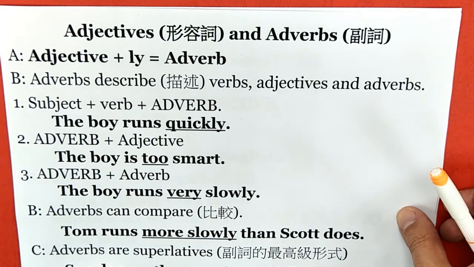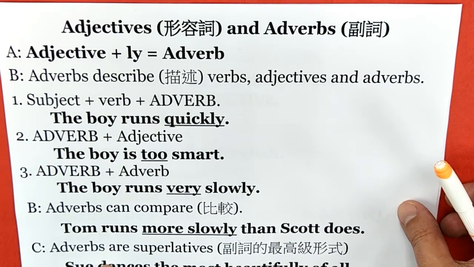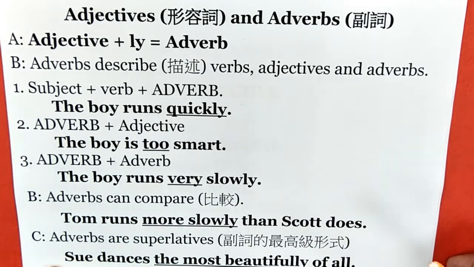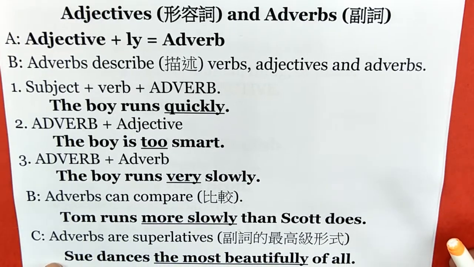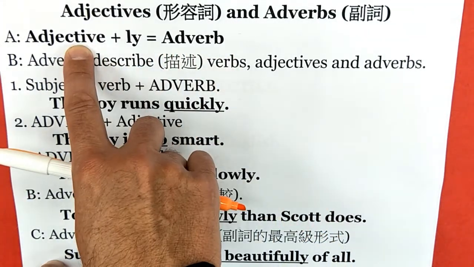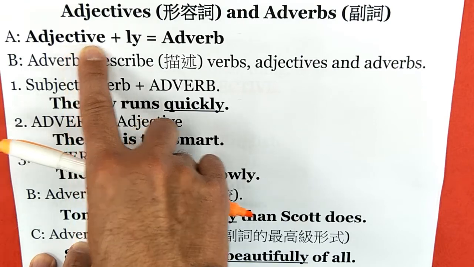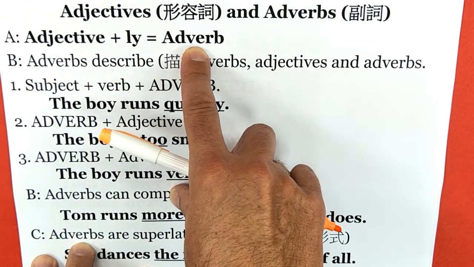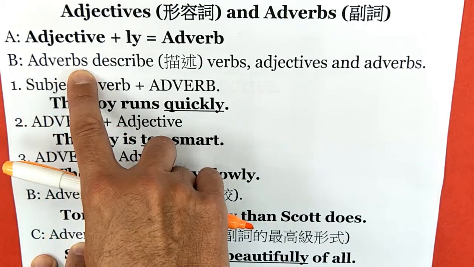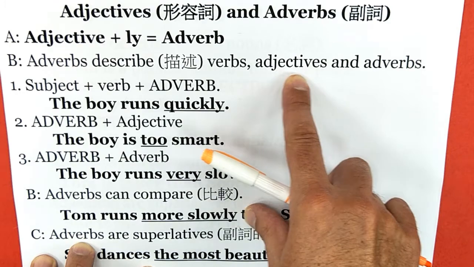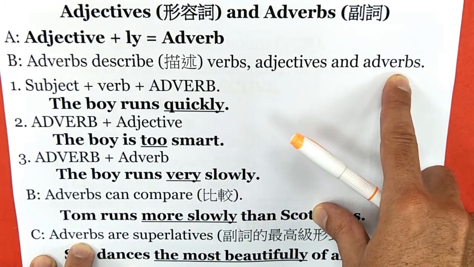Here we have our adjectives and adverbs, and now we're going to be talking about the adverb. Well, first of all, how do you make an adverb? How do you make an adverb? Well, an adverb is an adjective plus ly. That equals an adverb. B. Adverbs describe verbs, adjectives, and adverbs.